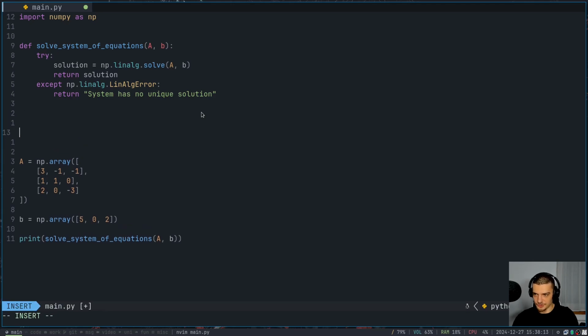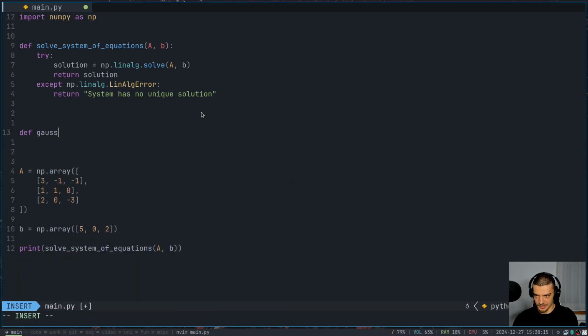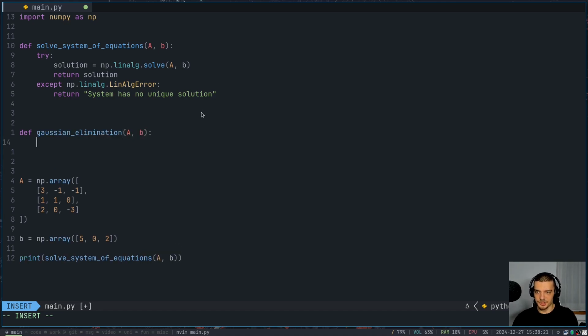And for this, I'm going to go ahead and say Gaussian elimination, AB. Actually, Gaussian elimination is only the process of getting it into the reduced row echelon form. We can then also do the substitution, which is, I think, not part of the Gaussian elimination. I might be wrong about this, but we're going to do both. We're going to basically solve the system.